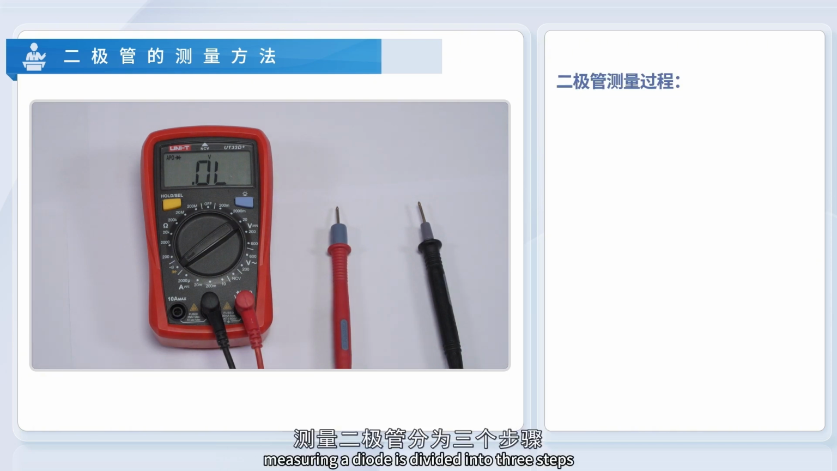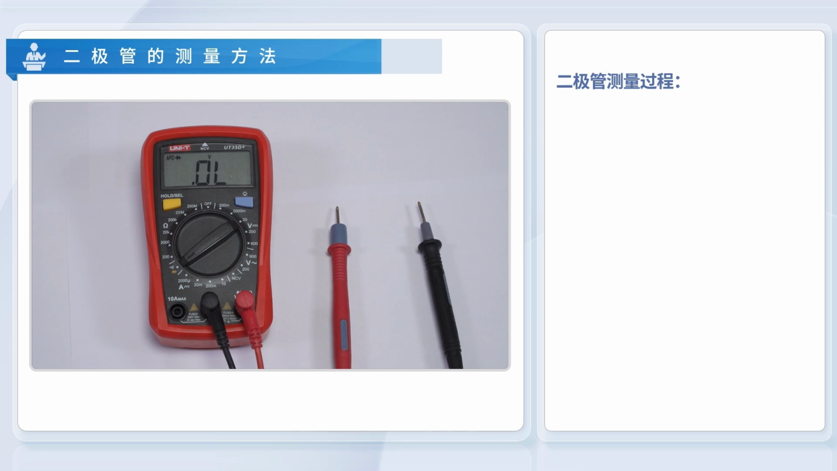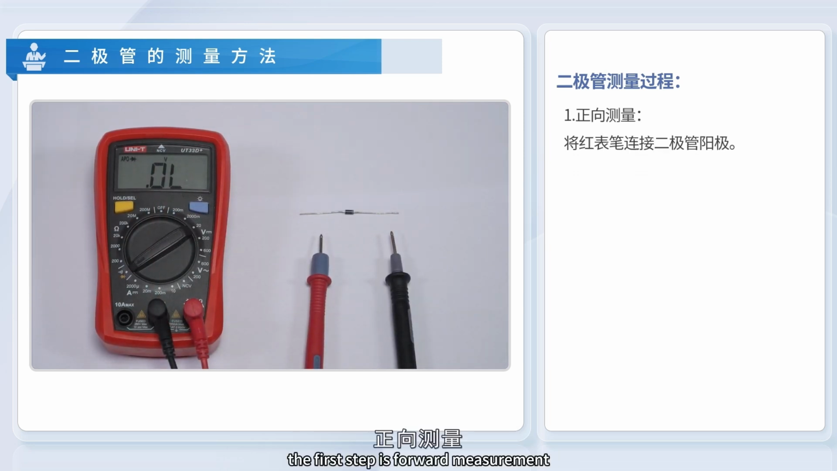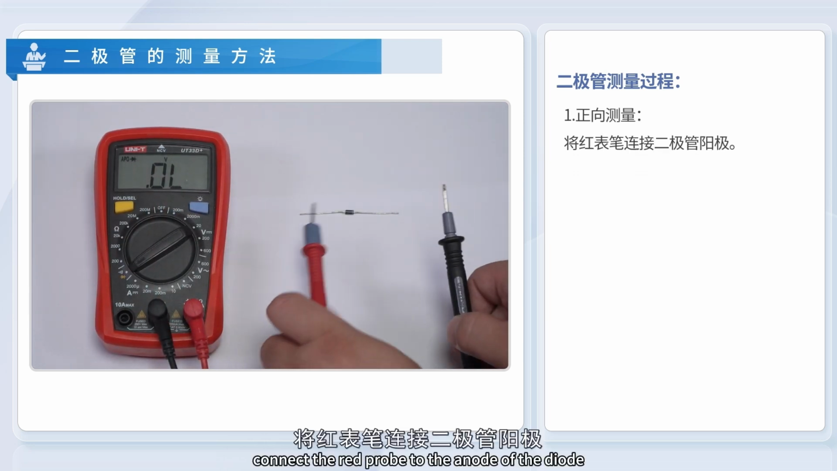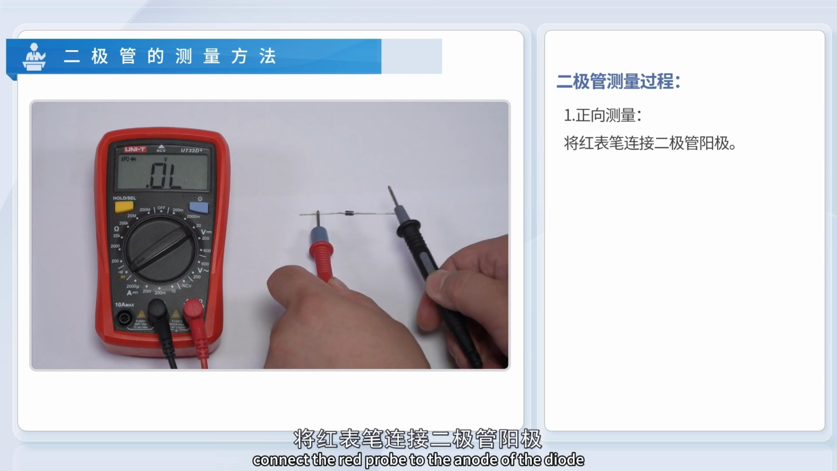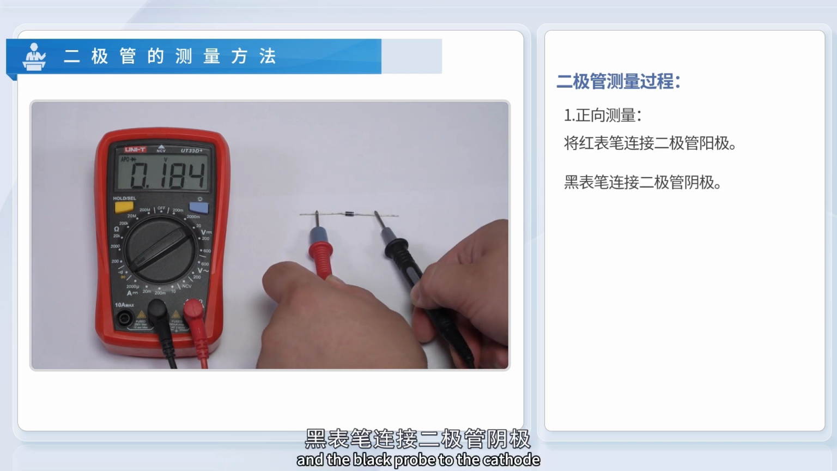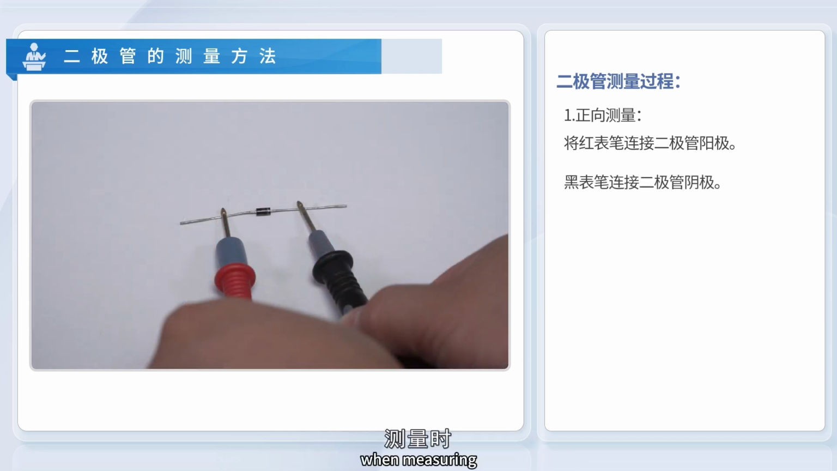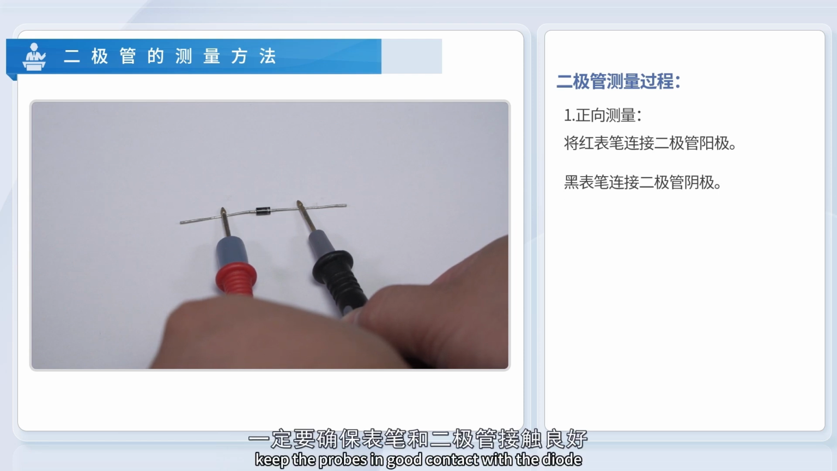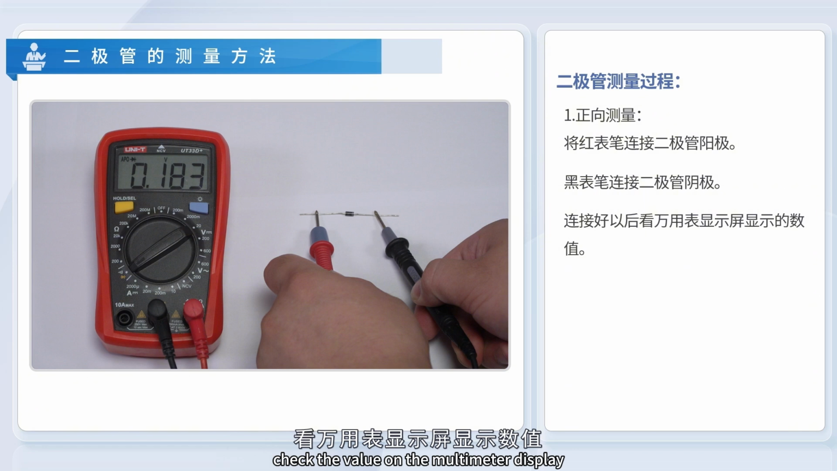Measuring a diode is divided into 3 steps. The first step is forward measurement. Connect the red probe to the anode of the diode and the black probe to the cathode. When measuring, keep the probes in good contact with the diode. After connecting, check the value on the multimeter display.